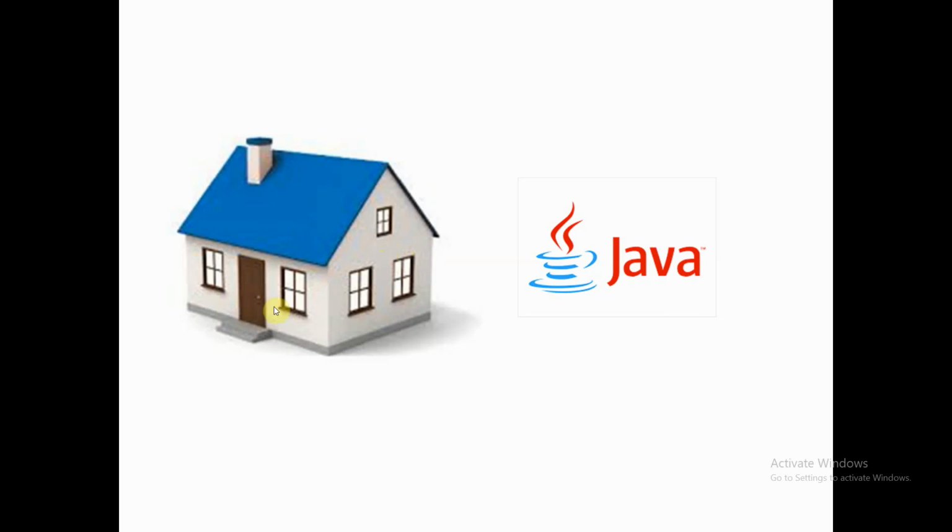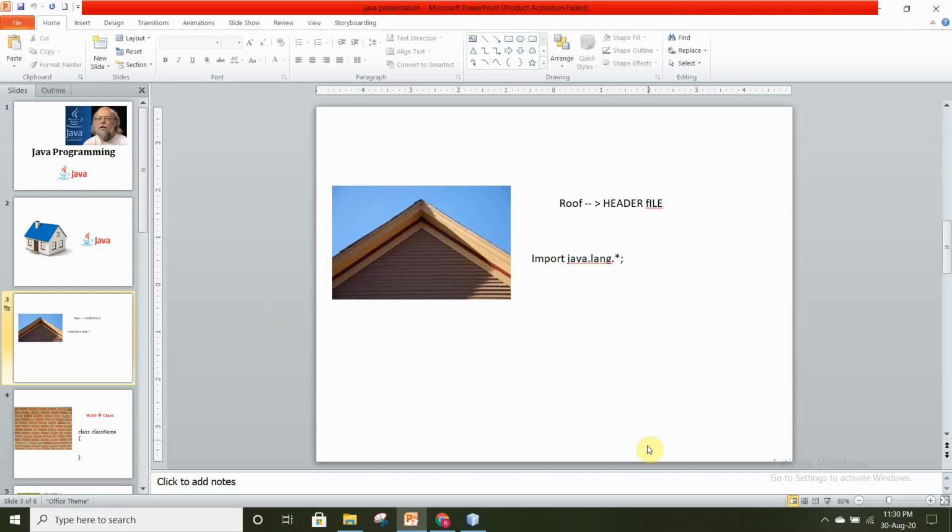Same way in Java also, for the basic structure of Java, three things are important. Let us look one by one with this house analogy. First thing is the roof. Here we are going to say the roof is the header file. We know that in Java we have header files. The default package of Java is the Lang package, and in this package we have the basic important things needed for Java.